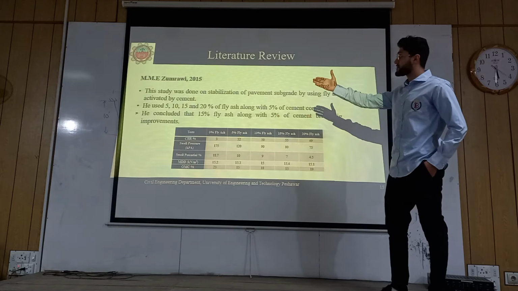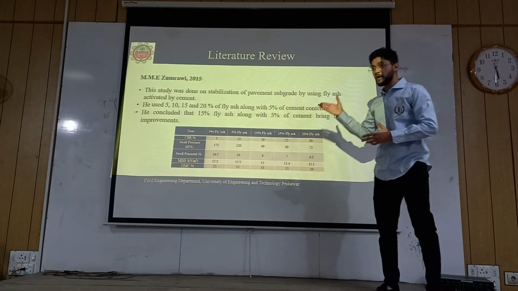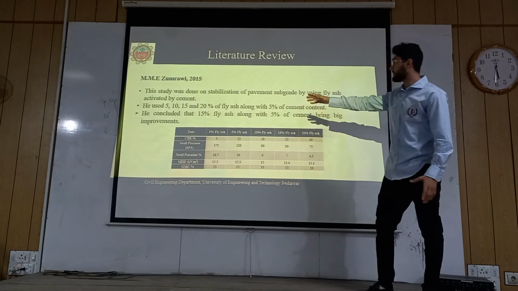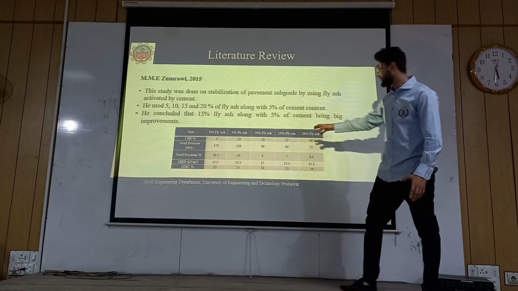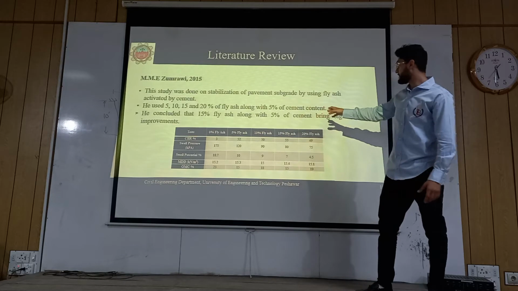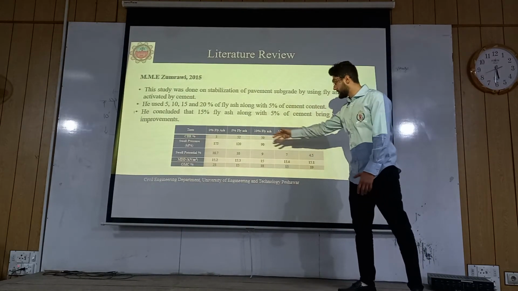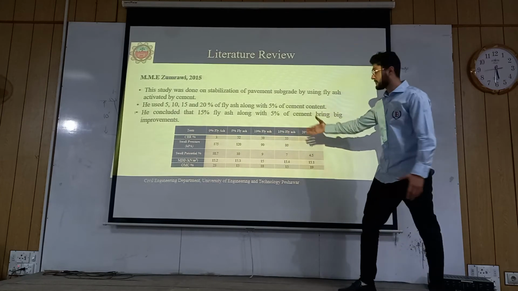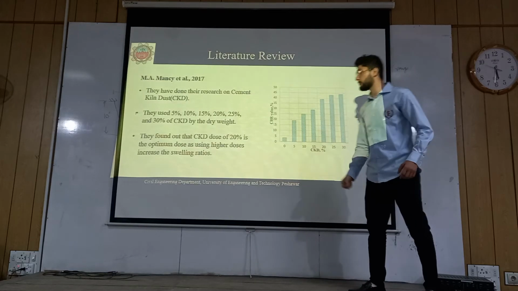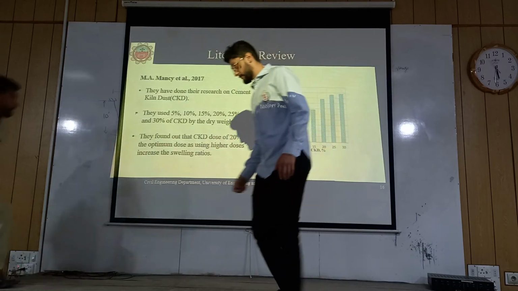Now, according to Zamrawi, he did research on the stabilization of the pavement subgrade using fly ash activated by cement. He used 5 to 20% fly ash and 5% cement, and he concluded that 15% fly ash along with 5% cement brings a big improvement in the subgrade. Here we can see different results of CBR, swell and swell potential, and maximum dry density and optimum moisture content. And now I'm going to invite my friend Hisham to go forward.